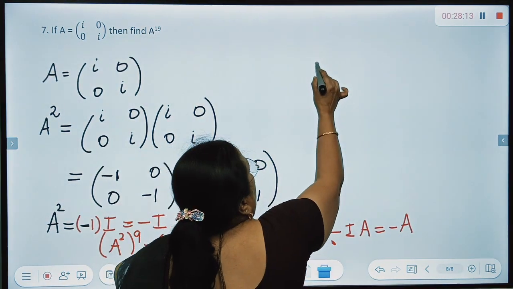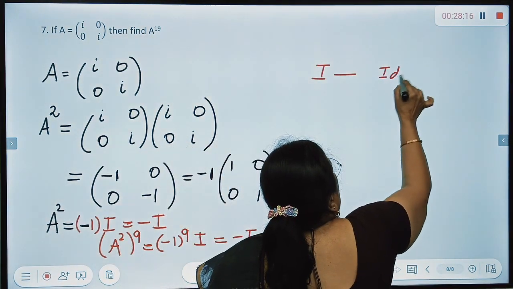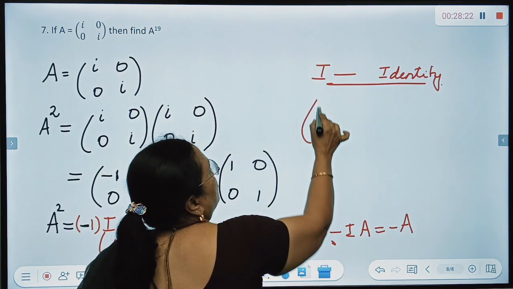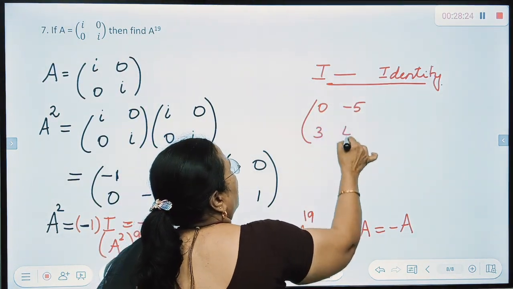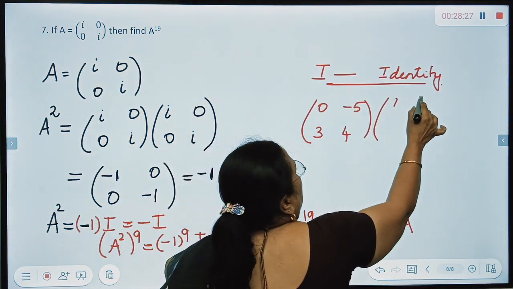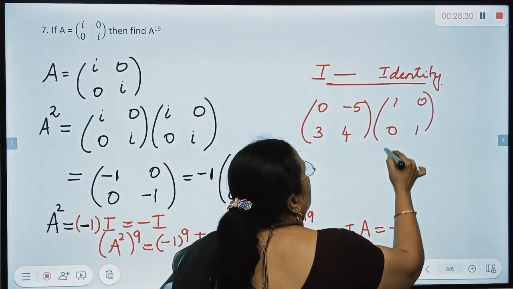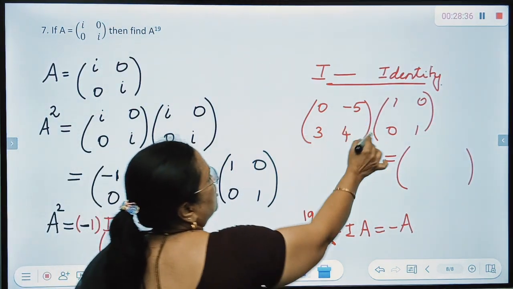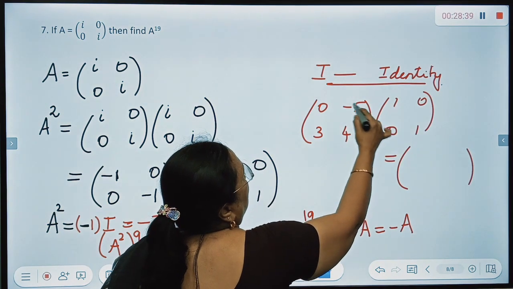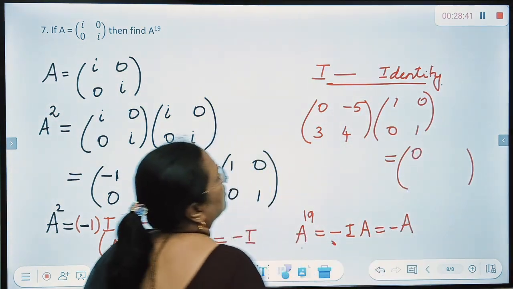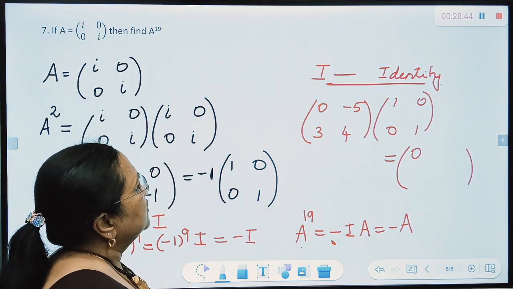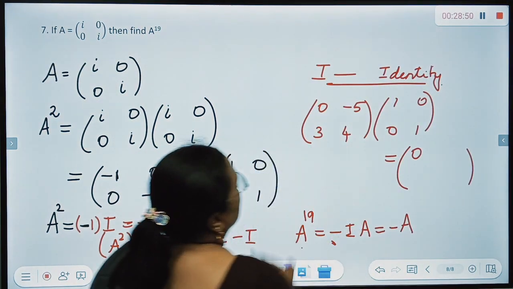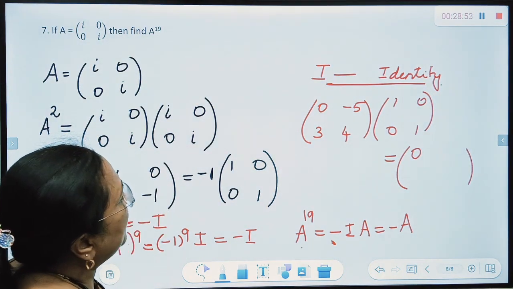See, take any matrix. We call I the identity matrix. So any matrix you take, just random, I am taking one matrix and multiplying with the identity matrix. What will I get? First row, first column, 0 into 1, 0, minus 5 into 0, 0. The matrix is 0, minus 5, 3, 4.